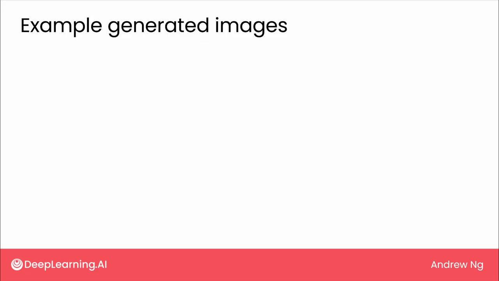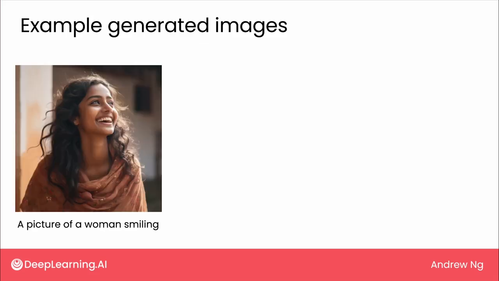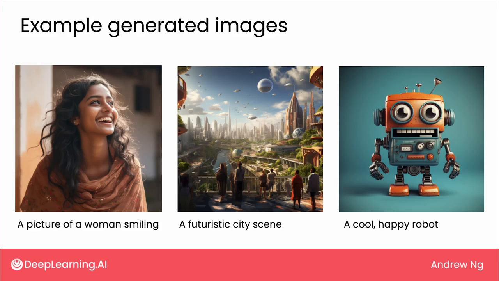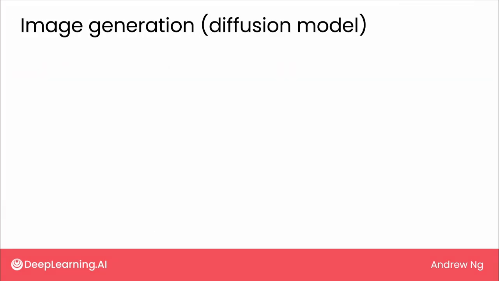Let's take a look. With just a prompt, you can use generative AI to generate a beautiful picture of a person that had never existed, or a picture of a futuristic scene, or a picture of a cool robot like this. How does this technology work? Image generation today is mostly done via a method called a diffusion model. Diffusion models have learned from huge numbers of images found on the internet or elsewhere, and it turns out that at the heart of a diffusion model is supervised learning.